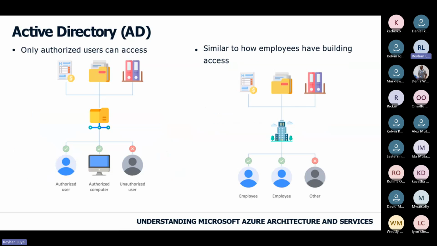Okay. So think of it like a card access system for an office building where only employees with such a card can enter. So similarly, in Active Directory, only authorized users and computers can access the organization's resources and files. Permissions are granted based on roles, mirroring how employees have access in specific building areas limited to their roles. So this permission structure ensures that users can access resources they are allowed to.